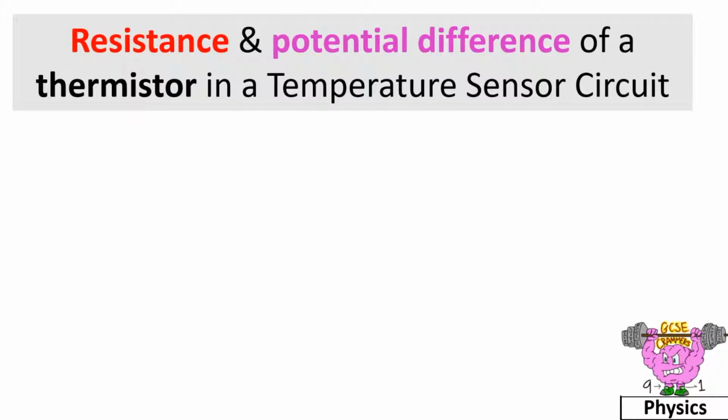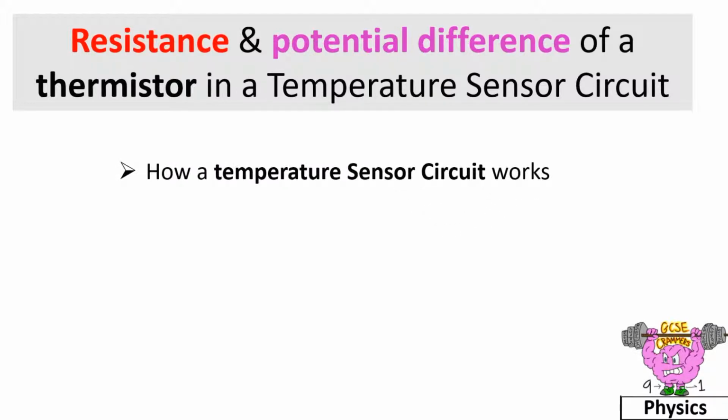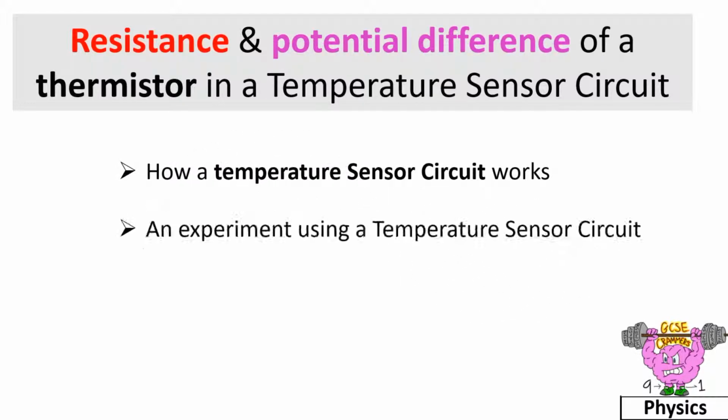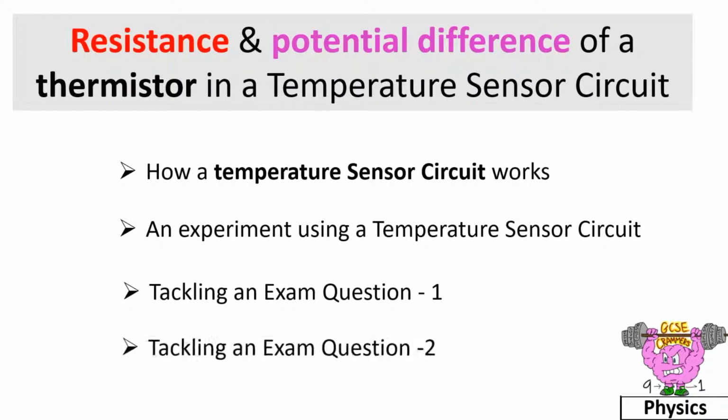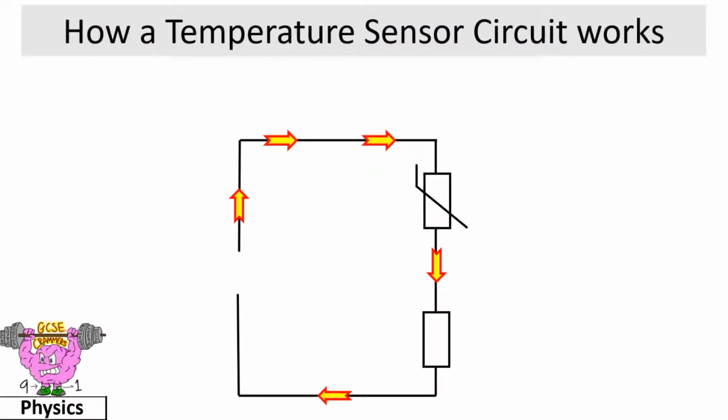Resistance and potential difference of a thermistor in a temperature sensor circuit, covering how a temperature sensor circuit works, an experiment using a temperature sensor circuit, tackling an exam question 1 and tackling an exam question 2. You need to understand how resistance and potential difference works to be able to answer exam questions.